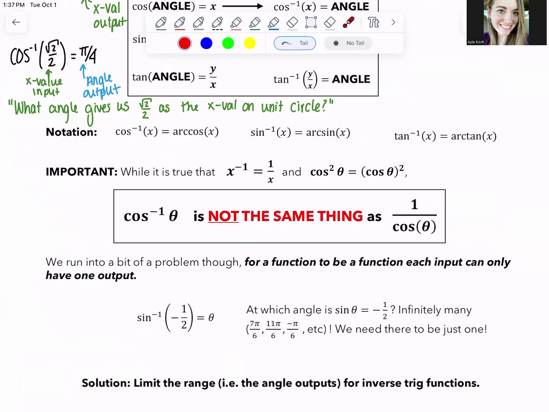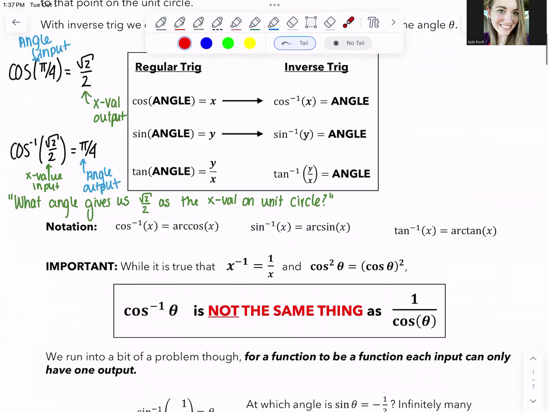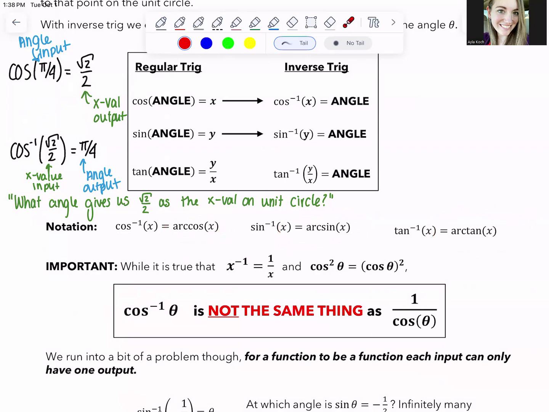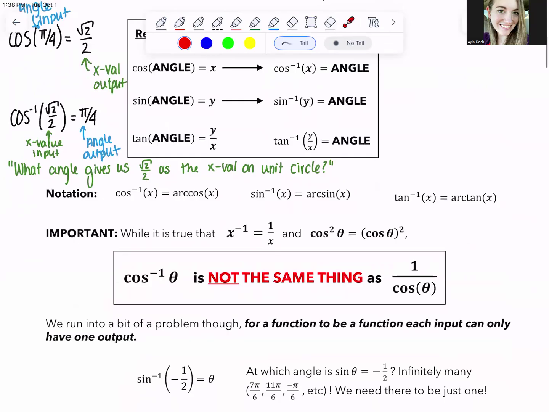A few notes that I want to make here. There's two different notations for inverse trig, and you're going to see both of them in Alex. So I'm going to talk about both of them here. I have a favorite. It's this one. But you'll also see arc cos, arc sine, arc tan. You'll see these ones here. These are the same thing. So sine inverse like this, arc sine like this, they mean the same thing. It's just different notation.